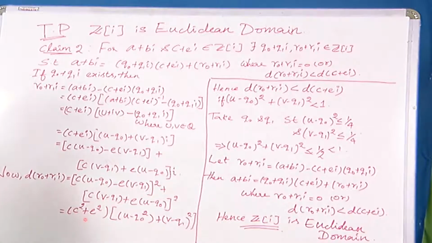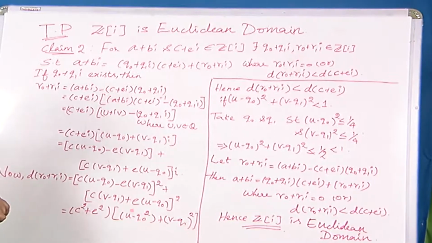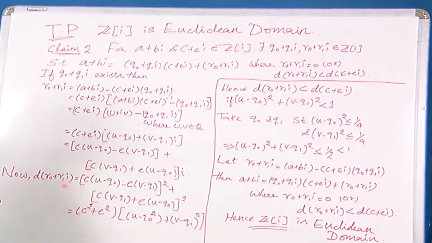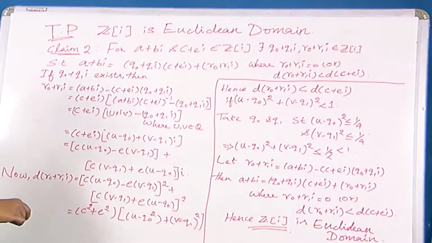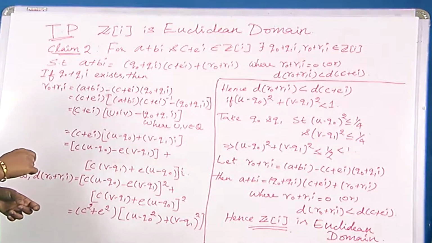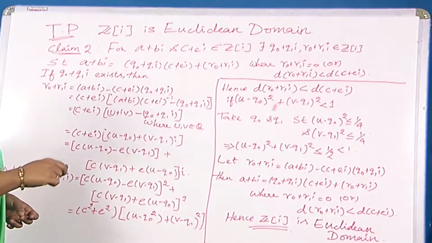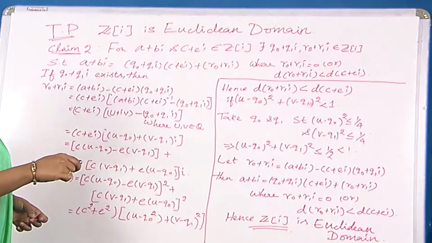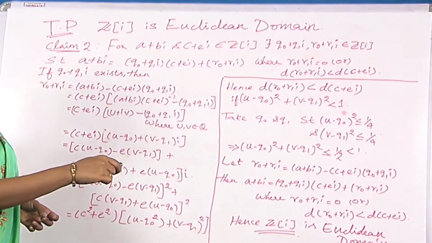Now what do we know about c squared plus e squared? It is actually d of c plus ei by the actual definition given in the theorem. Now this is d of c plus ei times this term, but I need to make this less than d of c plus ei. So for that to happen, this term has to be less than 1. Therefore, from here we started with an assumption that q naught plus q1 I exists and we arrived here. So in order for this statement to be true, our q naught and q1 should behave in a certain manner, which is that u minus q naught the whole square plus v minus q1 the whole square is less than 1.